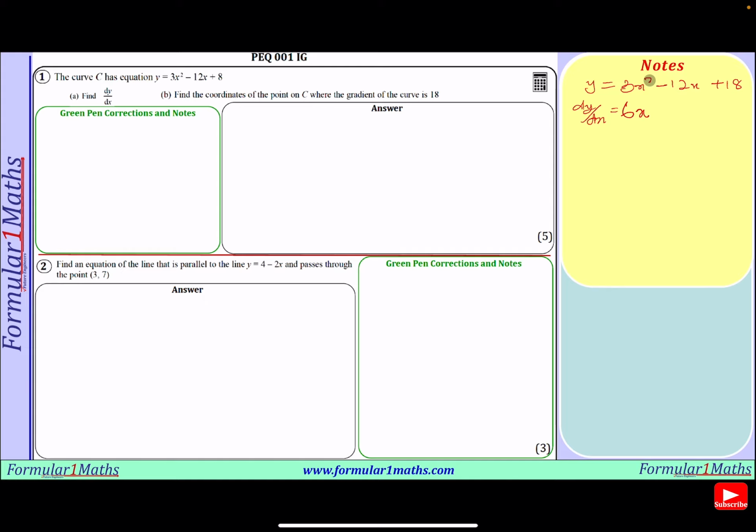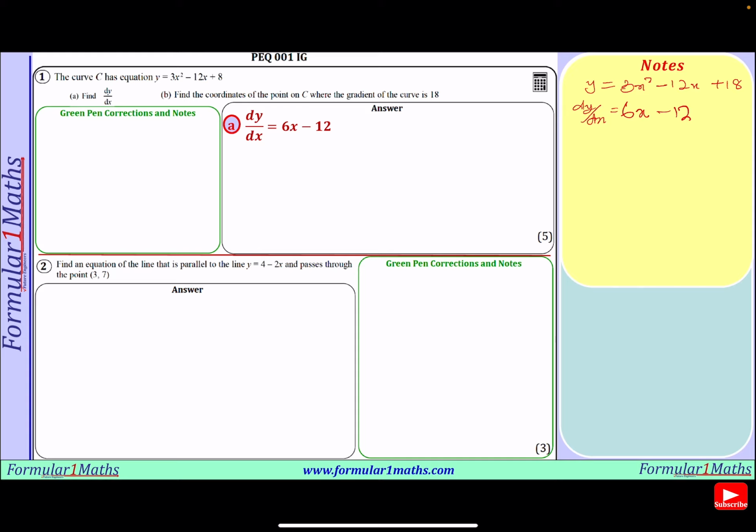Then the next one will be, this x here means it's raised to the power 1. So 1 times minus 12 is minus 12. The x will be raised to the power 0, and x to the power 0 is 1, so we don't put down anything. Our answer for the first part is 6x minus 12.